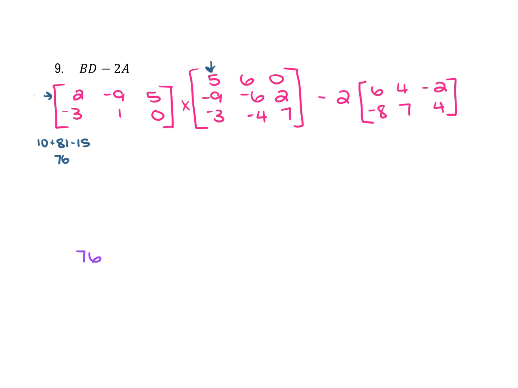Next, you're doing top row, middle column. 2 times 6 is 12. -9 times -6 is 54. 5 times negative 4 is negative 20. Combine these. Your 12 plus 54 is 66, minus 20 is 46.